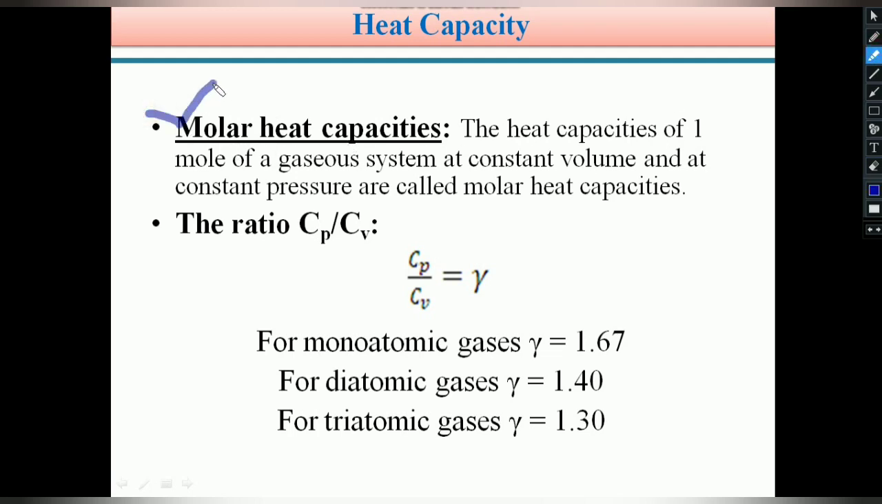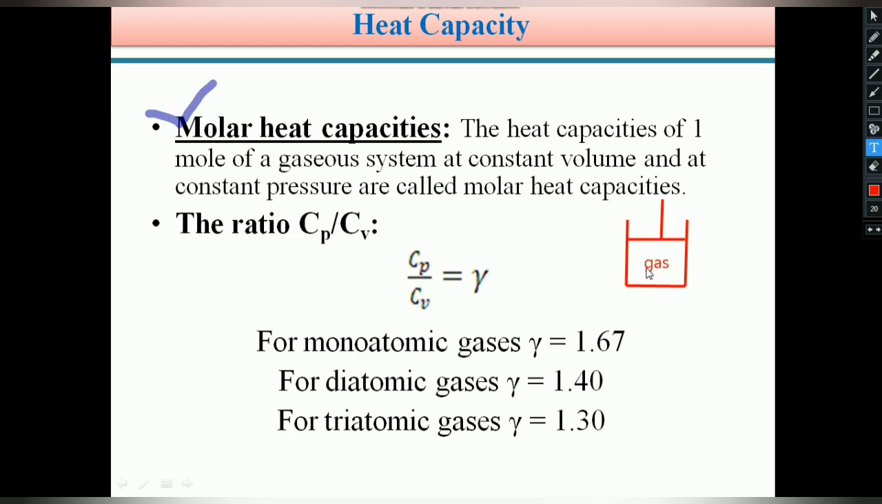Molar heat capacities. Suppose you take a system, a cylinder, with a gas present in the cylinder. This is our system. Students, many times we take this as an example, so you can remember it. In a cylinder, I take a frictionless piston. Inside this cylinder, I have my system under investigation, a gaseous substance. Here I take 1 mole of a gaseous system.